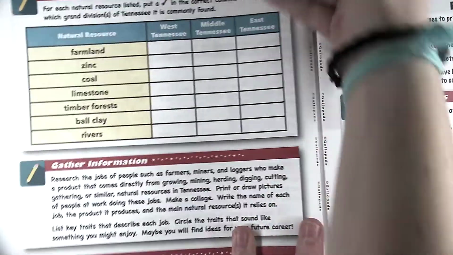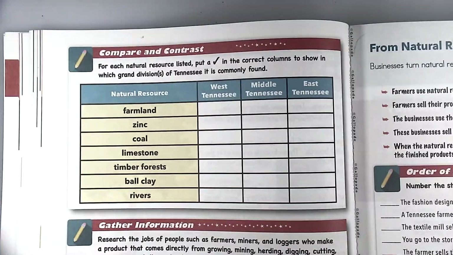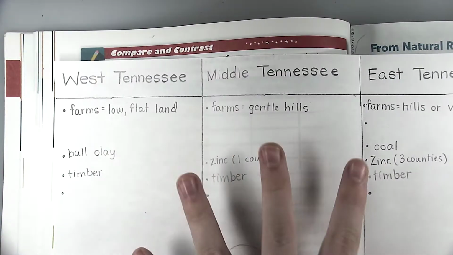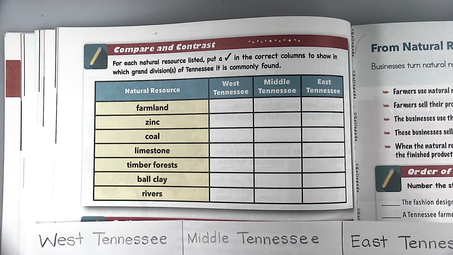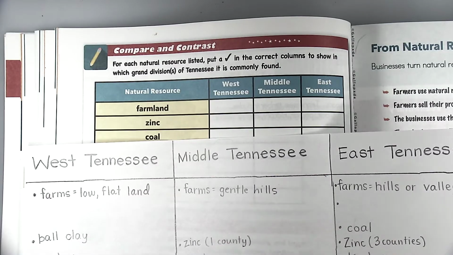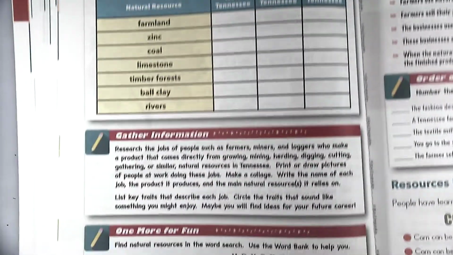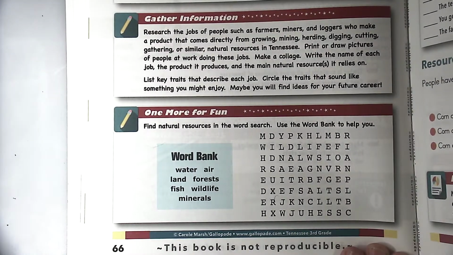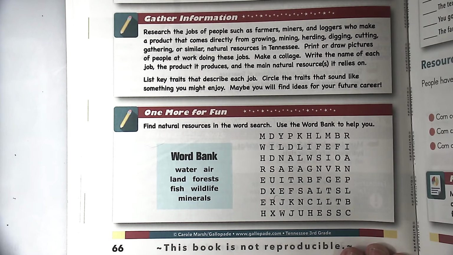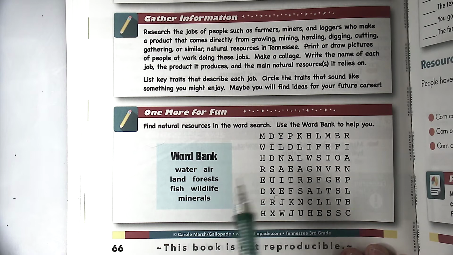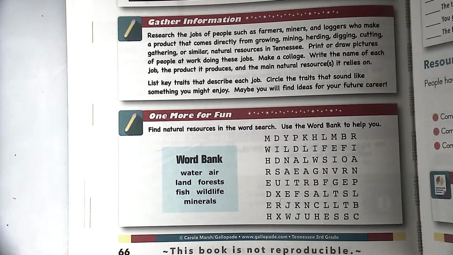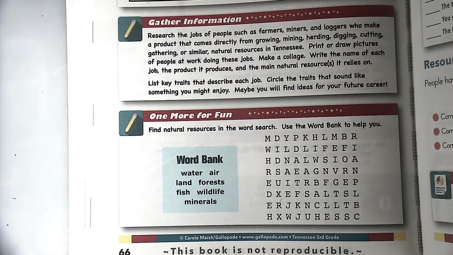Okay, on this, we are not going to do compare and contrast because we have it on our note sheet, and we can just compare and contrast by looking at it. However, it is important to know which of these materials come from which of the three grand divisions. And then for fun, you can do this word search to find the different natural resources in the three grand divisions. And if you choose to do this word search, while you are finding those natural resources, I would like you to think which ones are located in which grand division.